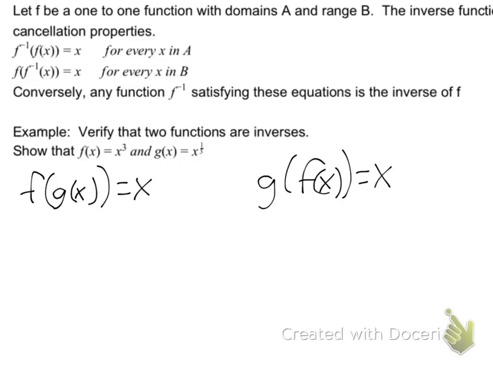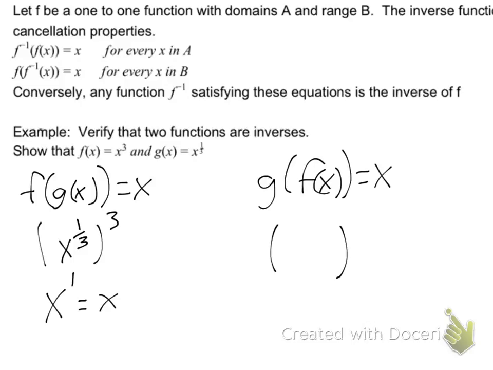F is the outside function of x cubed. So I took the x out, and I'm putting what inside? G of x, which is x to the 1/3. What is x to the 1/3 to the third power? X to the first, which is x, because power of a power you multiply. So it worked that way, and now I got to move on to the next way.